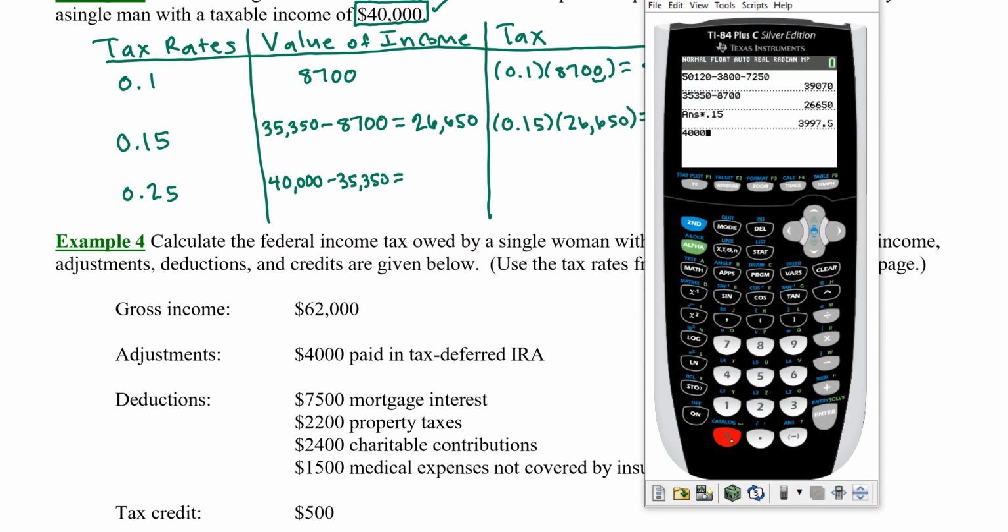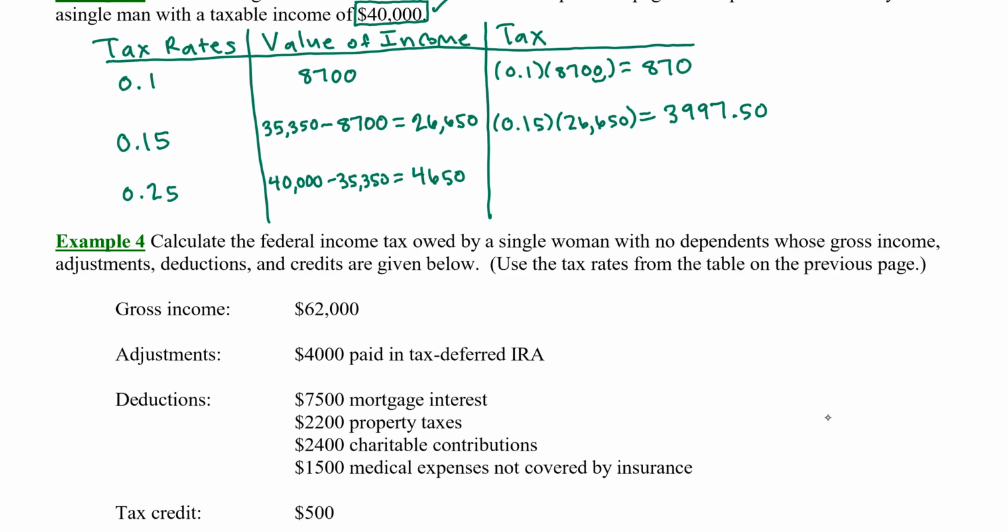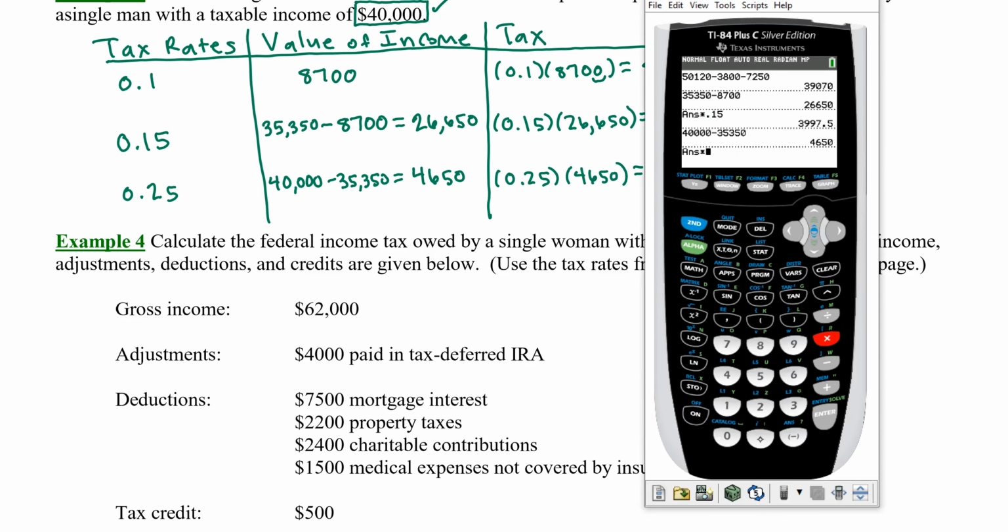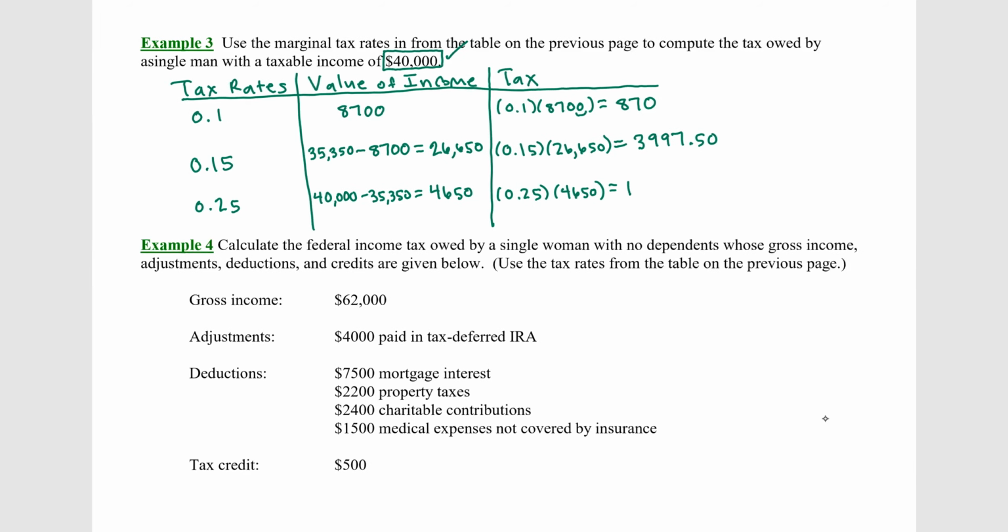Okay, the reason we're using $40,000 and not the top value in the table is because his income did not exceed the $40,000. So $40,000 minus $35,350 gives us $4,650, and he's going to owe a 25% tax on that last portion of his income. So I'm going to multiply that by 0.25, and on this portion he owes $1,162.50.